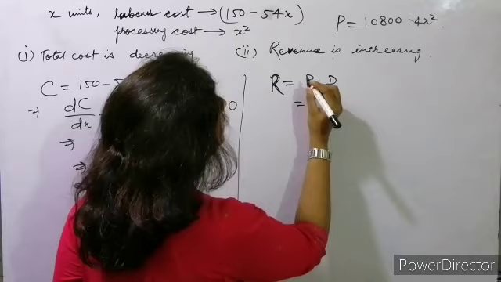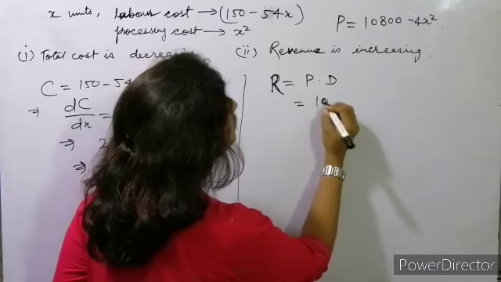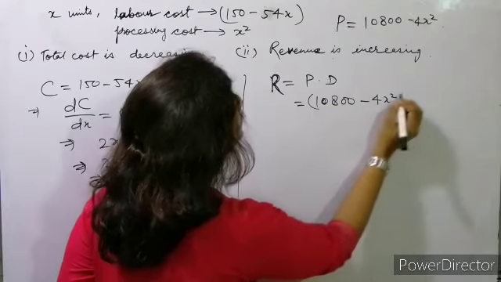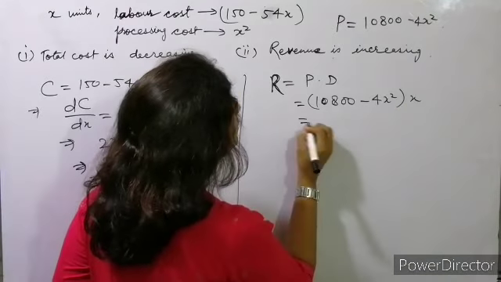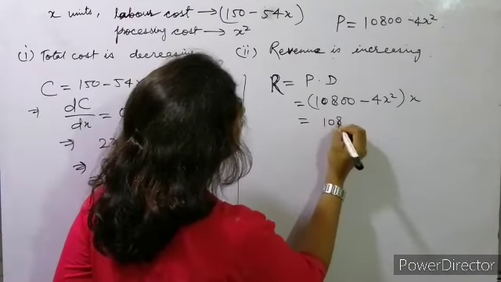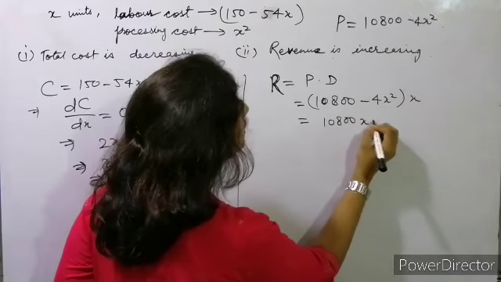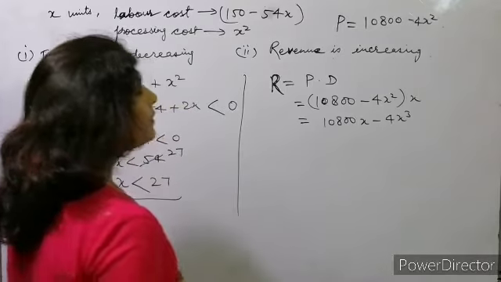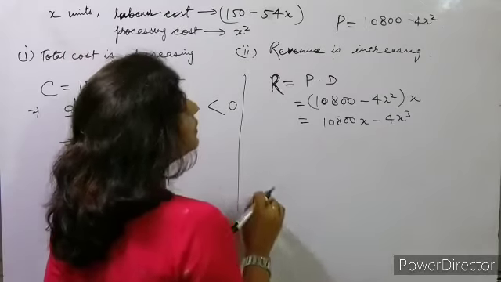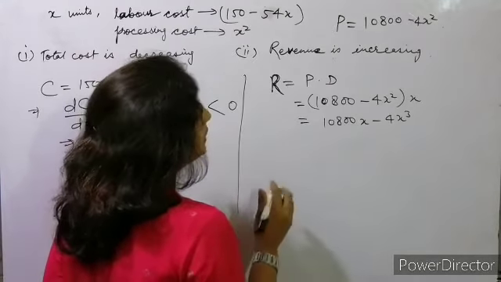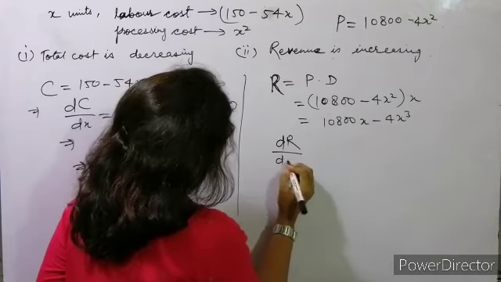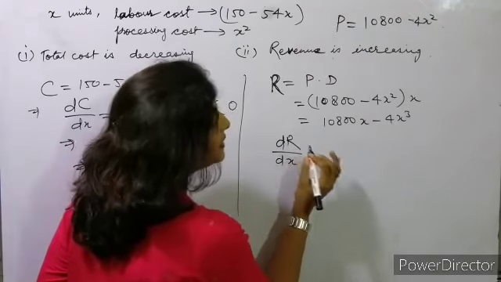So P is given by 10800 minus 4x squared, multiplied by x. It means 10800x minus 4x cube. Now we have to find out when revenue is increasing, so dR divided by dx should be greater than 0.